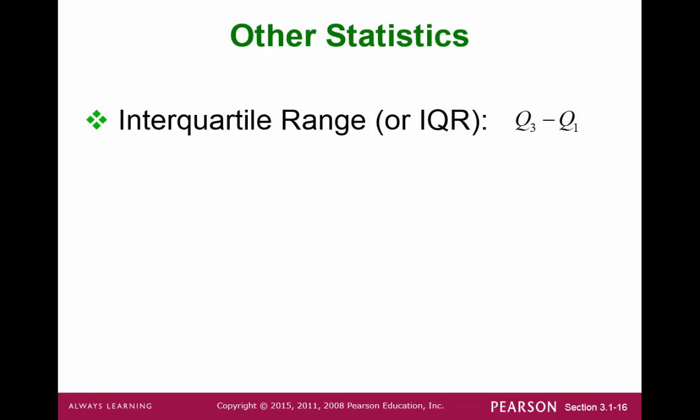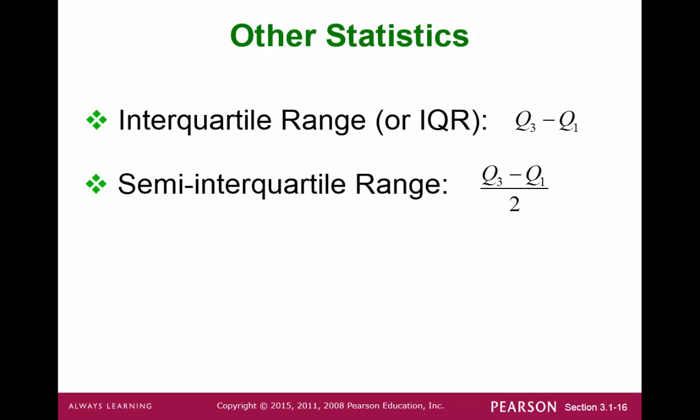Other quartile-related statistics are the IQR, the interquartile range. This is simply the difference between Q3 and Q1. This measures the distance that encompasses the middle 50% of the data. The semi-interquartile range is half of the IQR.